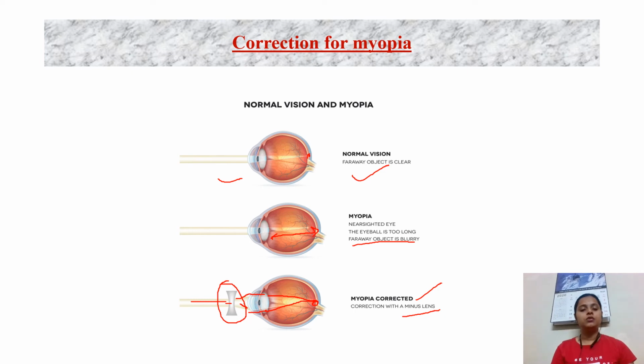So the lens is doing this kind of work. It is first of all diverging a bit and then converging it on the retina. And this is how the image is formed. Okay, so that is why we are using a lens. So we can correct the myopic eye using a lens. Okay.